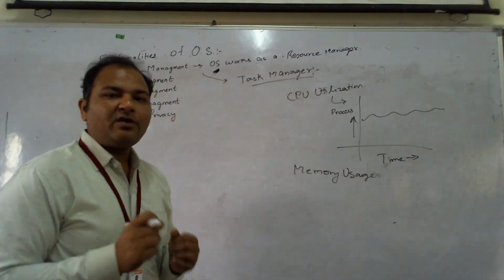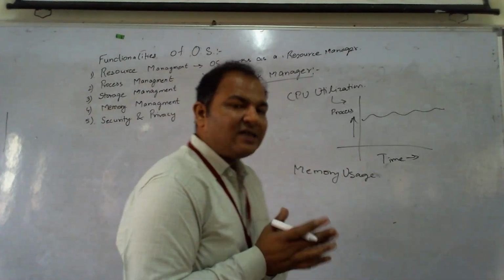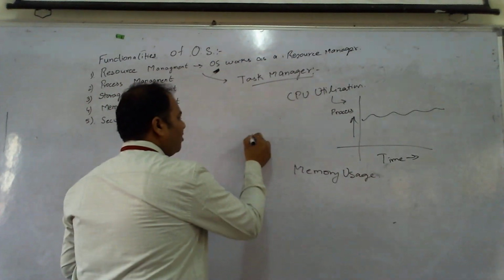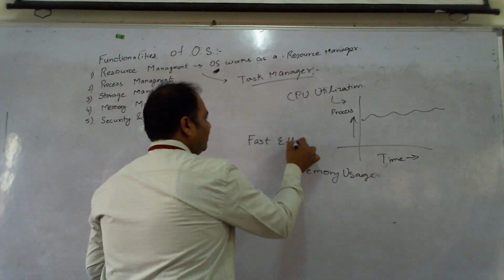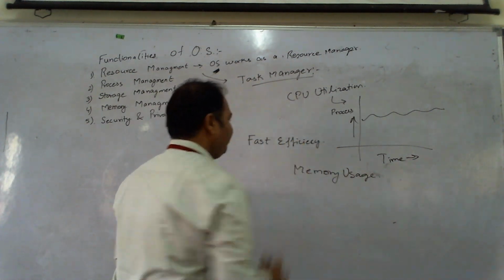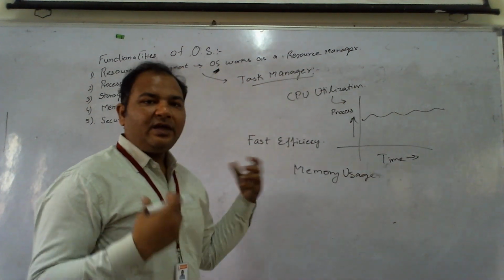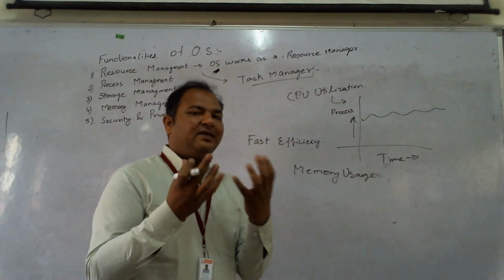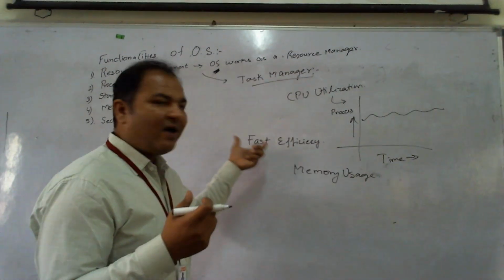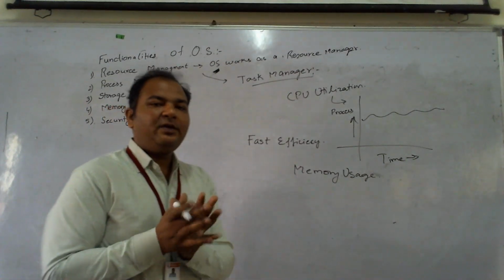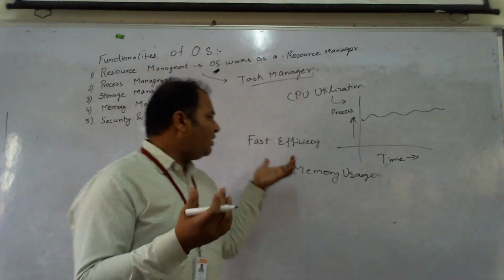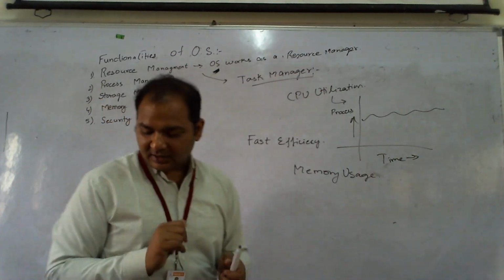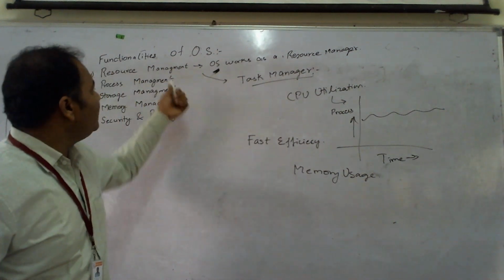The main motive of doing any work on the computer is that we want fast efficiency. If we give any process to the computer, we want the CPU to perform it in a fast way. We don't want the system to take much more time. If we give any instruction, we want it to perform and give the fastest output. So this is all about resource management.